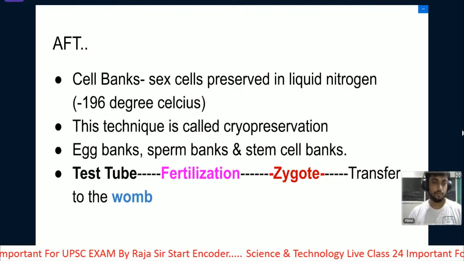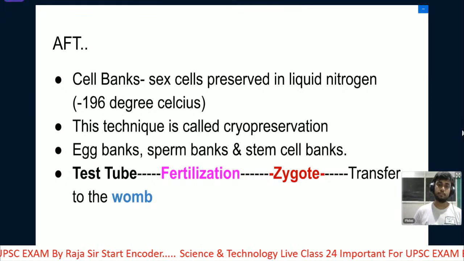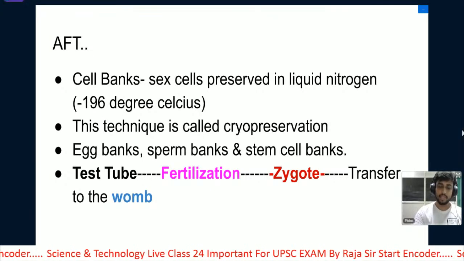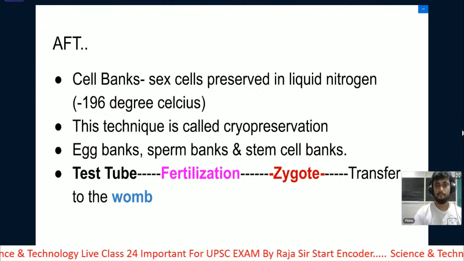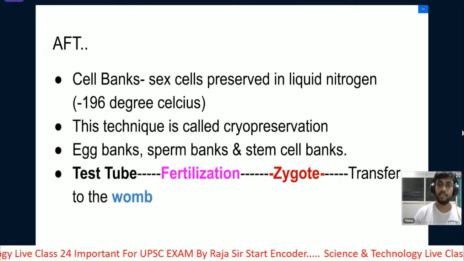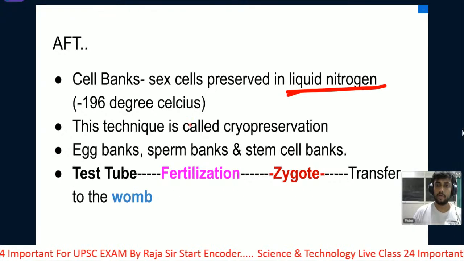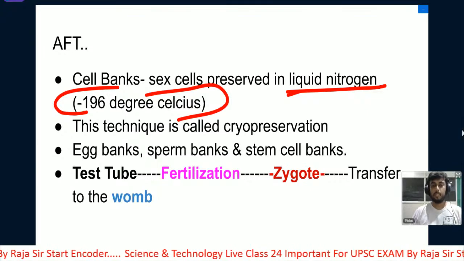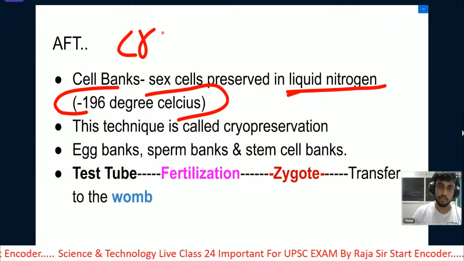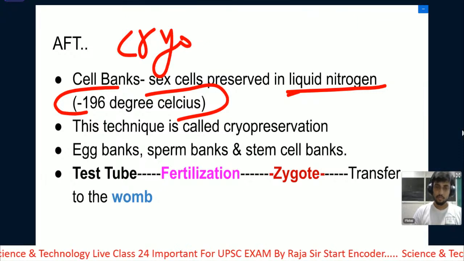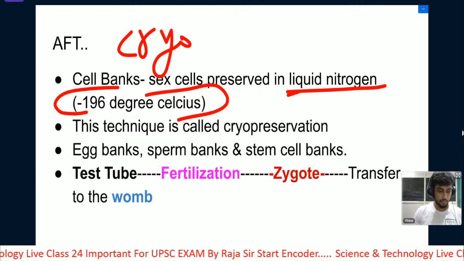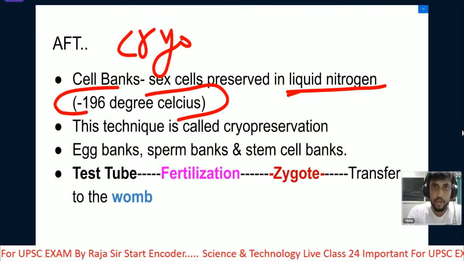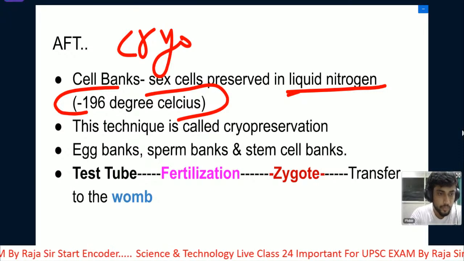Now we have certain kinds of banks that are known as cell banks, and in these banks the sex cells, that is the egg or the sperm, are preserved in liquid nitrogen. Okay, they are preserved in liquid nitrogen at temperatures of minus 190 degrees Celsius. They basically produce the cryogenic conditions. Cryo means very cold.